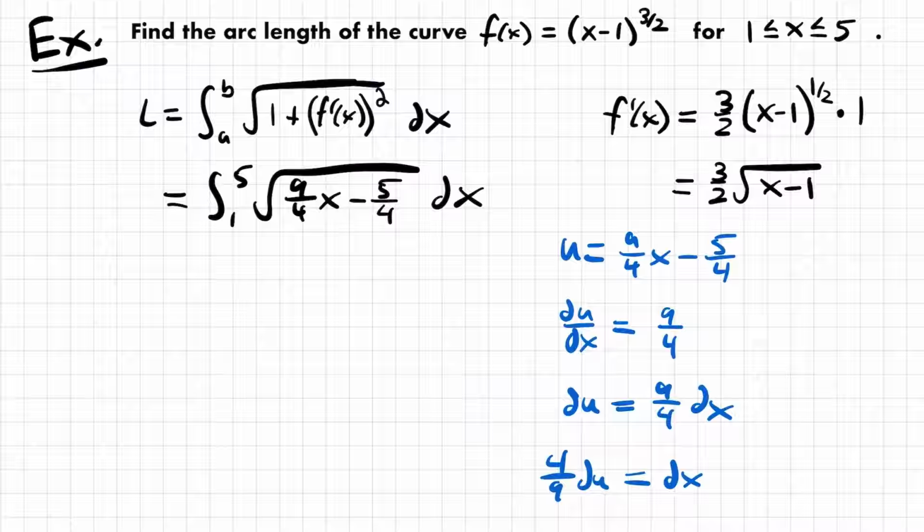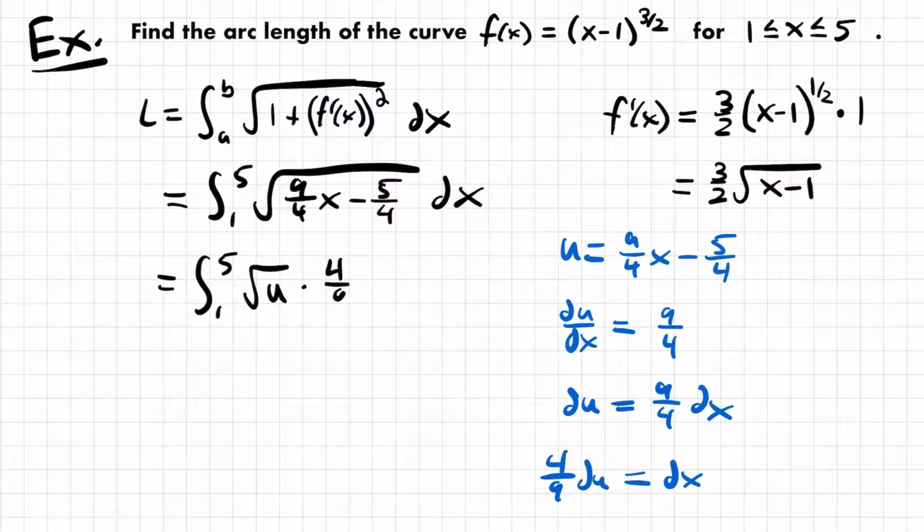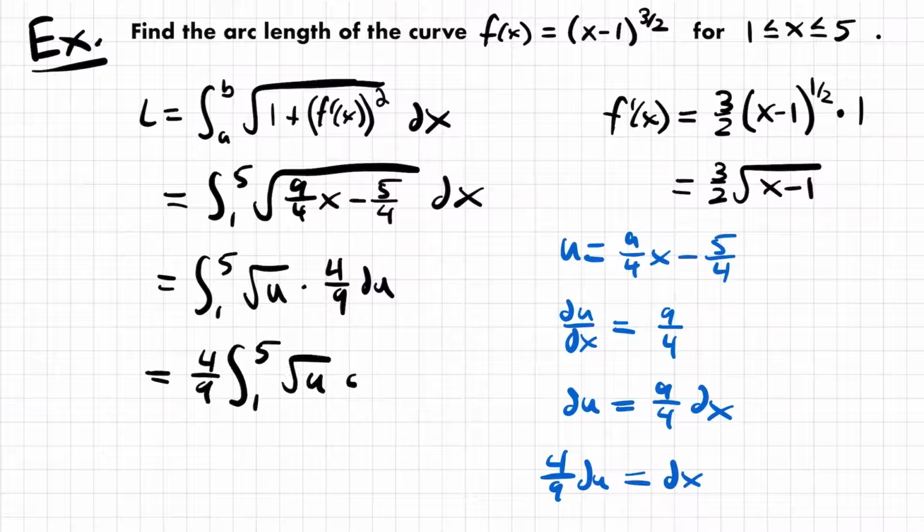And now we have a term of du that can replace something we can find in our integral. And so, if we replace this inside function with u and replace dx with 4 divided by 9 du, then our integral will be rewritten in terms of u. And so we'll have that this is equal to the integral from 1 to 5 of the square root of u times 4/9 times du. And so now if we pull this 4/9 to the front of the integral, this will be equal to 4/9 times the integral from 1 to 5 of the square root of u times du.